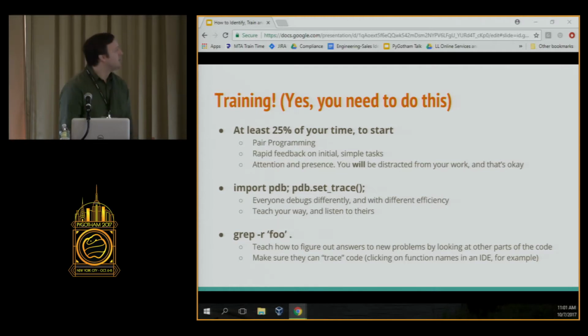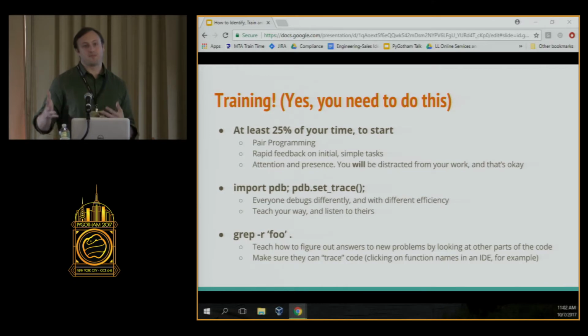So a bit about training. You do need to do this. If you're somebody who's looking to be hired, you should, in fact, expect that your hiring company is going to train you. I think that a lot of companies are reluctant to do this for a number of reasons, but you have to. A junior developer is not going to be successful if you just leave them alone and let them figure things out. So I like to say that I budget 25% of my time towards training a junior developer when somebody is hired.